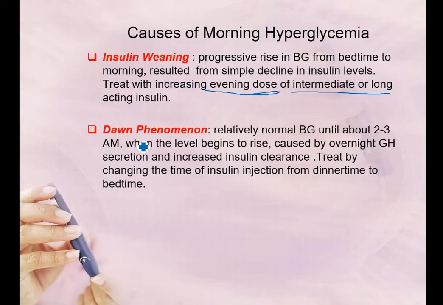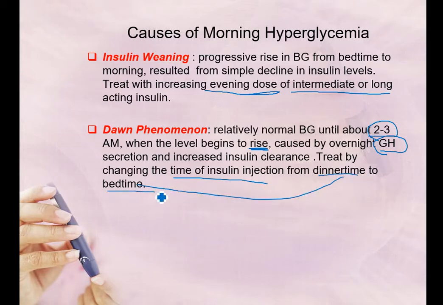In dawn phenomenon, there is relatively normal blood glucose until about 2 to 3 a.m., when the level of the blood glucose begins to rise, caused by the overnight growth hormone secretion and increased insulin clearance. In this case, we treat it by changing the time of the insulin injection from dinner time to bedtime, to overcome this morning hyperglycemia.